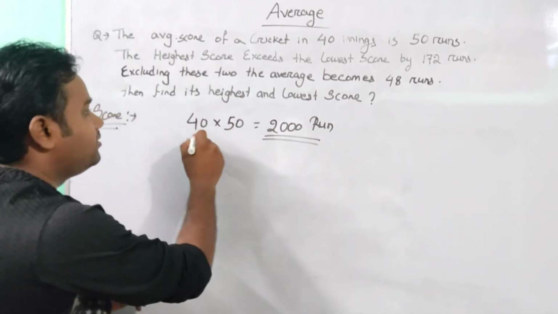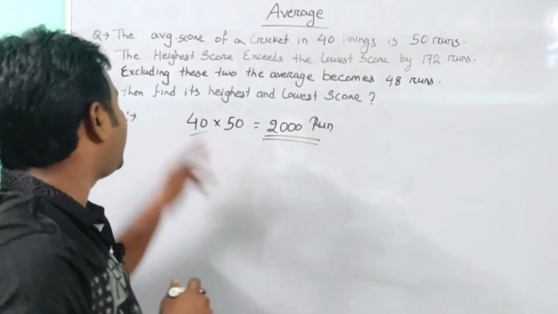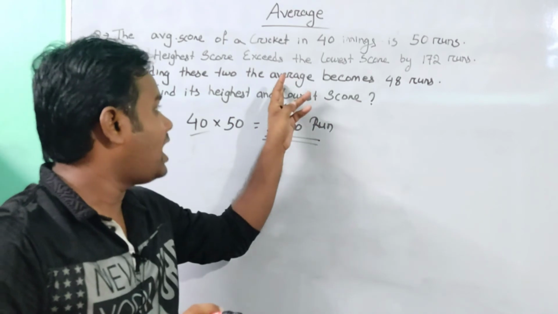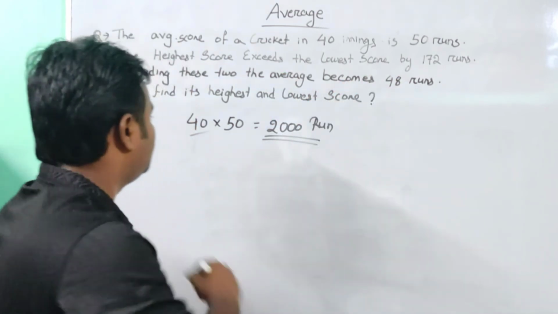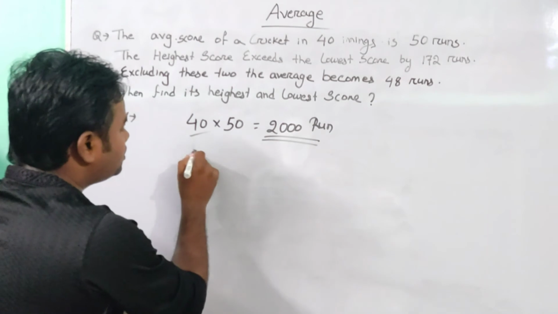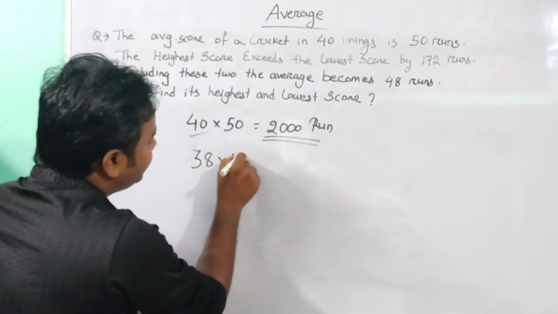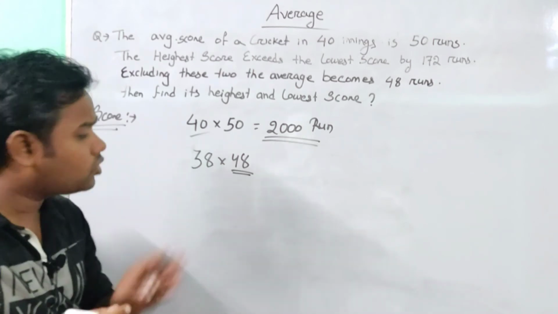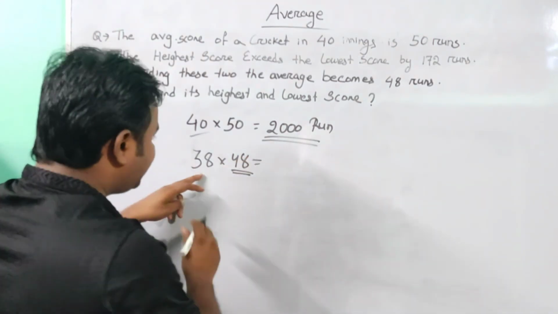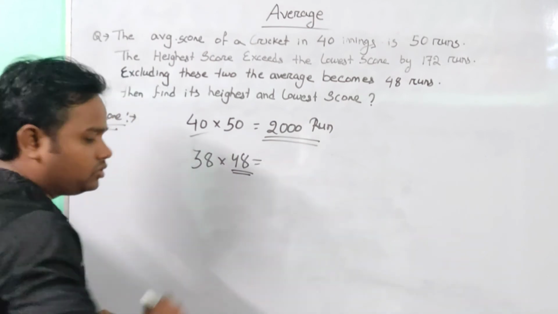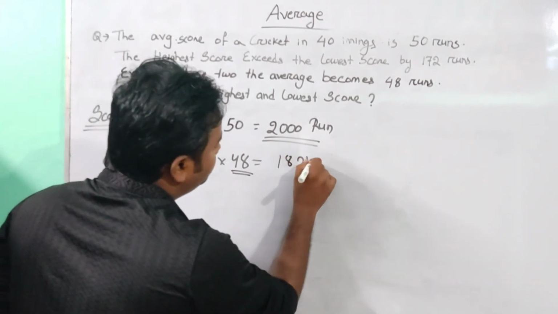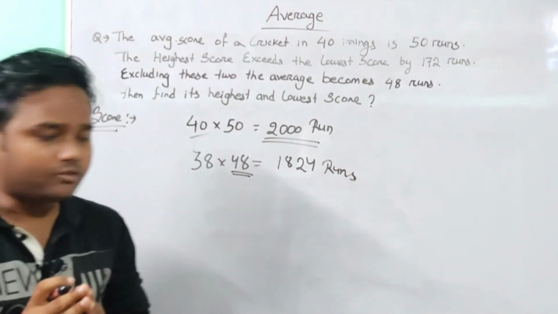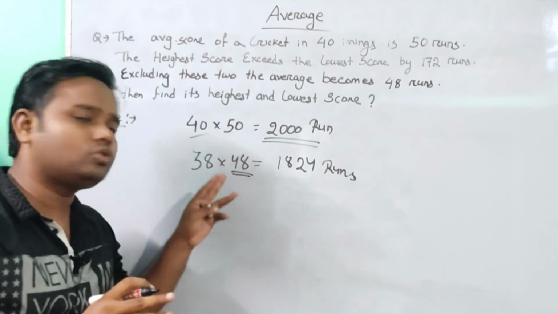That is the total score in the 40 matches. And in the last line it is given, excluding the highest and the lowest match, the average becomes 48 runs. So the run is 48, which is the average of 38 matches. So the total score of the 38 matches will be 38 into 48, which is equal to 1824 runs. So here I have got the total score of the 40 matches and the total score of the 38 matches.